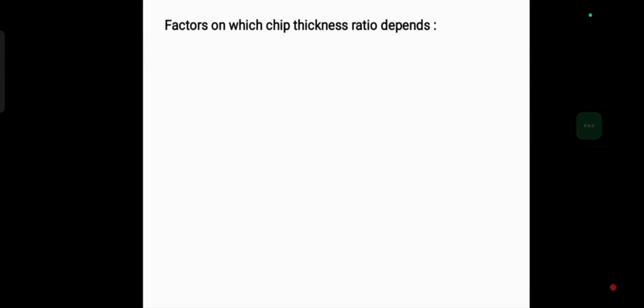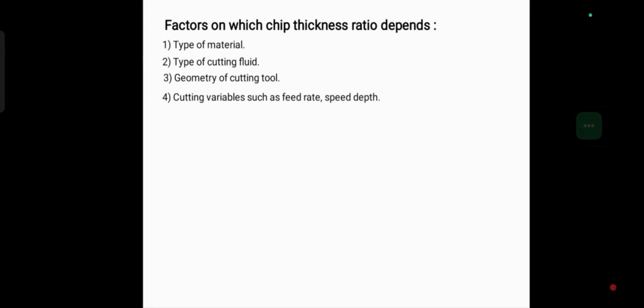Now we will see the factors on which chip thickness ratio depends. There are mainly 4 factors. Number 1 is the type of material. Second is the type of cutting fluid. Third is the geometry of the cutting tool. And fourth is cutting variables such as feed rate, speed and depth.